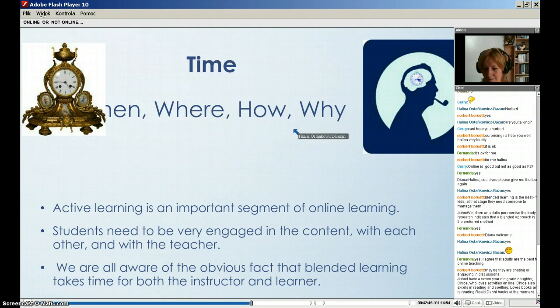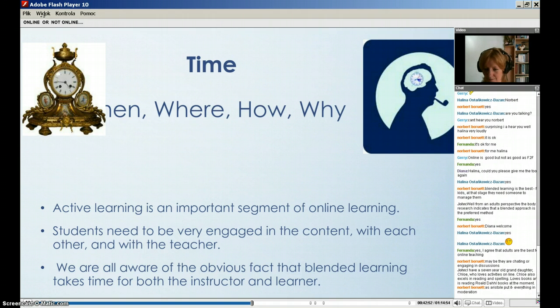Okay, and when, where, how, and why? This was my question. And how about active learning? How do you manage to change passive learners into active learners? There are so many theories, so many approaches, but I'm talking to you. You're here. You're present. I would like you to tell us what your methods are to activate your learners.